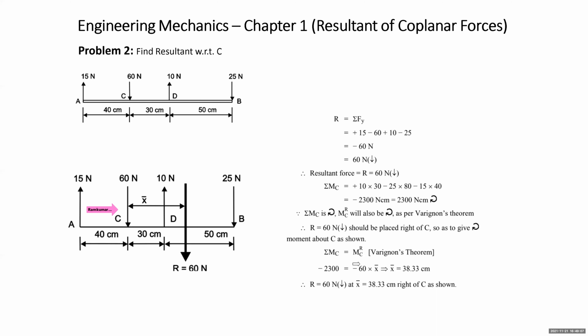Now we apply Varignon's theorem. Sigma MC we got minus 2300. Minus is indicative that it is clockwise. We have placed the resultant in such a way it will give clockwise moment about C. So what is that? 60 into x bar, minus since clockwise. अभी दोनों side देखो, मैंने last problem में बोला था, when you are applying Varignon's theorem, both side will be clockwise or both side will be anti-clockwise. अभी ये both side clockwise आ गया तो minus minus will go. x bar is 38.33.